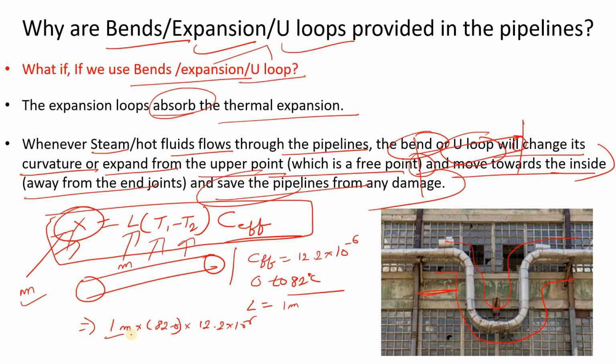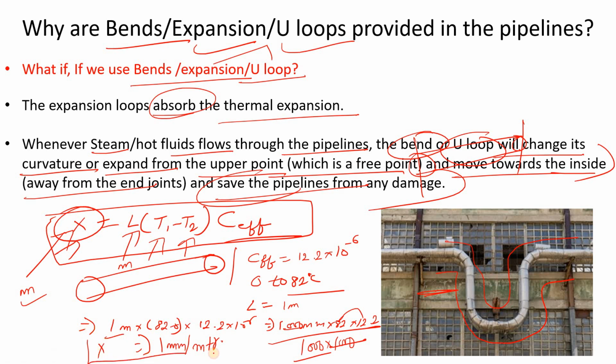Now convert this meter into mm. So what will happen? Mm to 82 into 12.2 divided by 3 into 3. So this 3 and this 3 cancel. Now multiply this and divide by this. So you will find that 1 mm per meter will be your expansion, will be the value of x. I hope you understood this point.